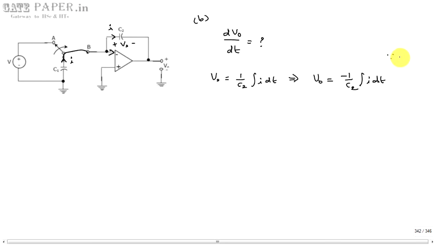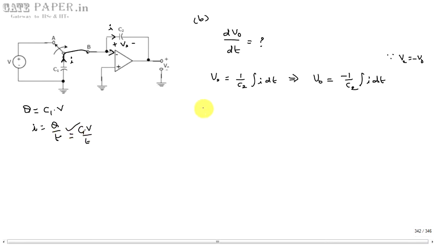Since we know it, V2 is equal to minus V0. And this I is nothing but the current flowing through C2, which is the same current flowing through C1. We know the charge across C1, Q is equal to C1 into V, and we know I is equal to Q by T. So we are using I is equal to Q by T. Q is nothing but C1 into V by T.